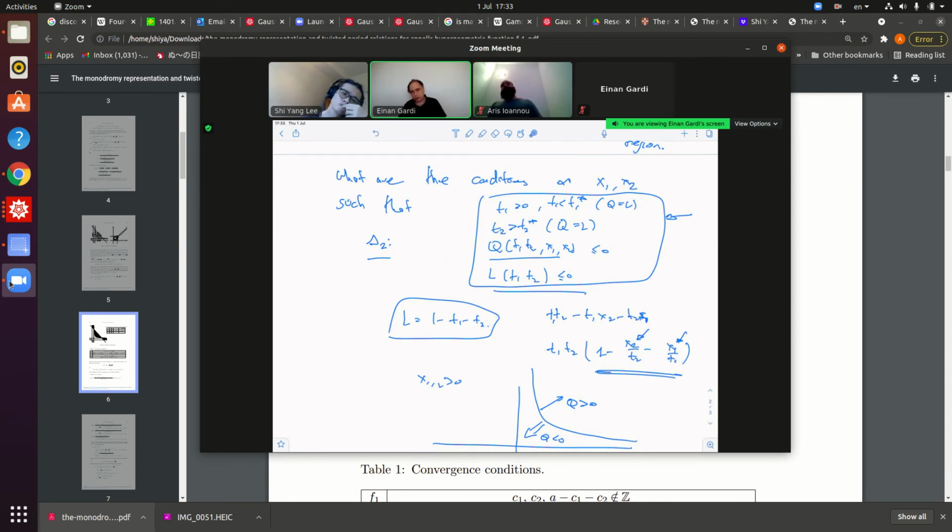So what I suggest to do is to draw figure 2. How would figure 2 look like in case that x1 and x2 vary? And I think what we will see is that if x1 or x2 become larger than 1, then this would not be the correct picture anymore.